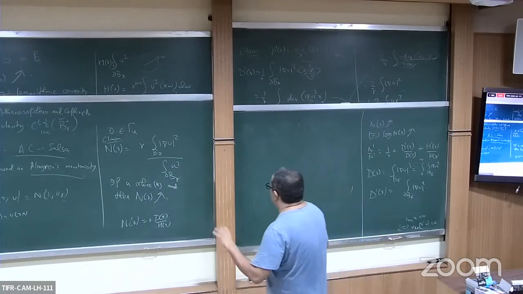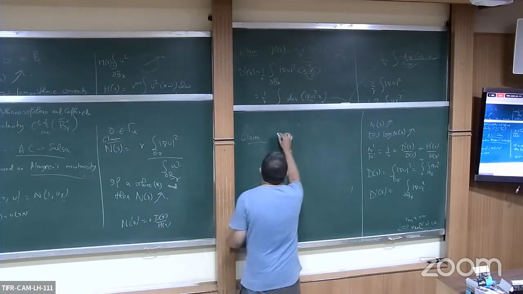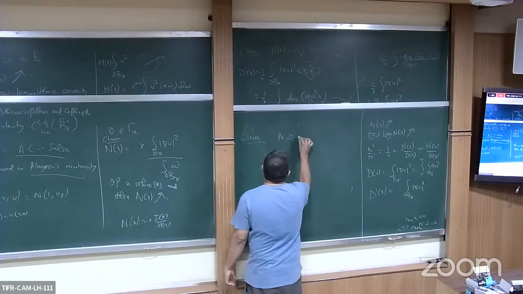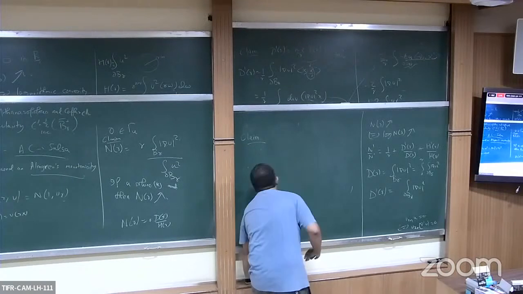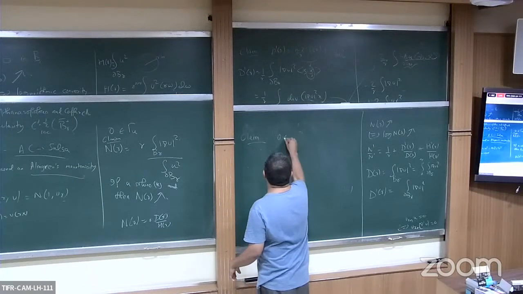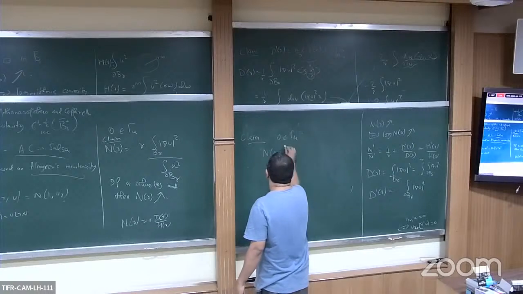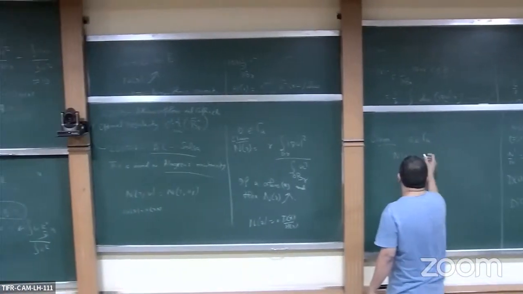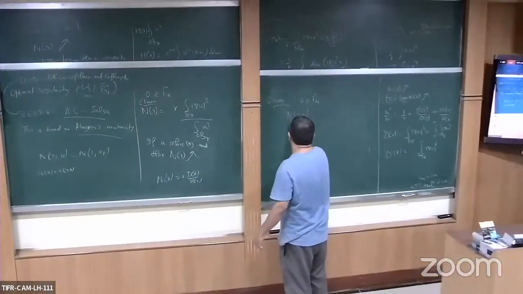And now I want to make the following claim that I will prove later, which is that N is bigger than or equal to 3 by 2. So therefore, at 0, I define the frequency limit. So 0 is a free boundary point. I define N of 0 plus. This is the free boundary limit at 0. So I put it N0.